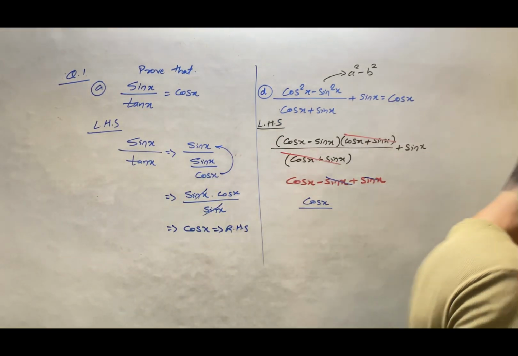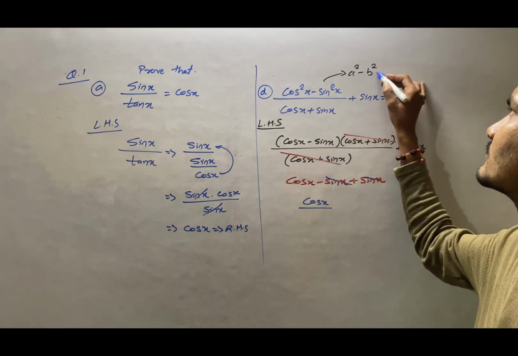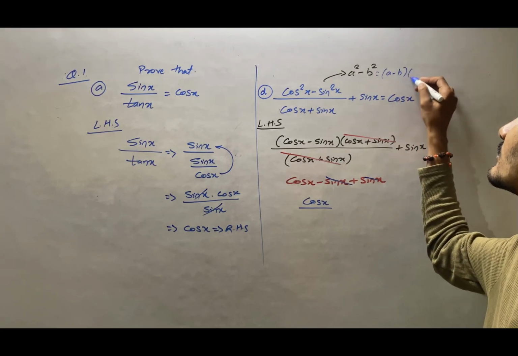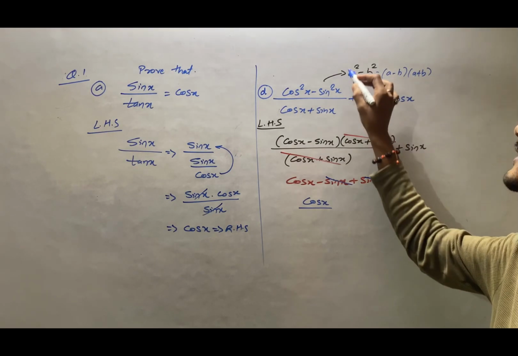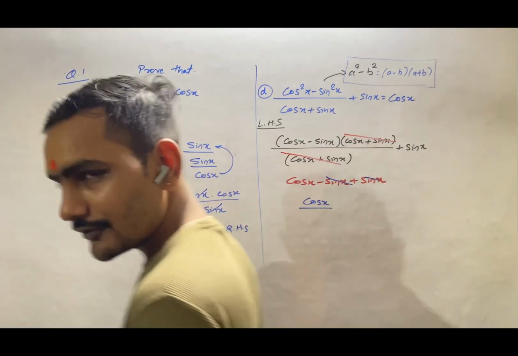Okay. If you want to note down the first one as well, you can. And just remember these identities as well. The basic algebraic identities, we can use everywhere.